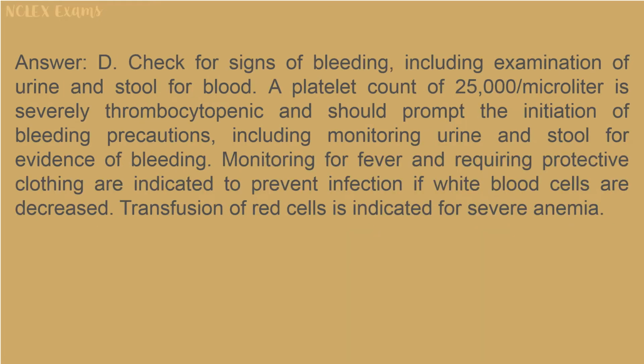Answer: D. Check for signs of bleeding, including examination of urine and stool for blood. A platelet count of 25,000/microliter is severely thrombocytopenic and should prompt the initiation of bleeding precautions, including monitoring urine and stool for evidence of bleeding. Monitoring for fever and requiring protective clothing are indicated to prevent infection if white blood cells are decreased. Transfusion of red cells is indicated for severe anemia.